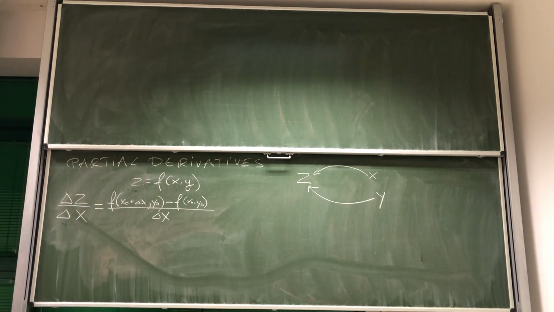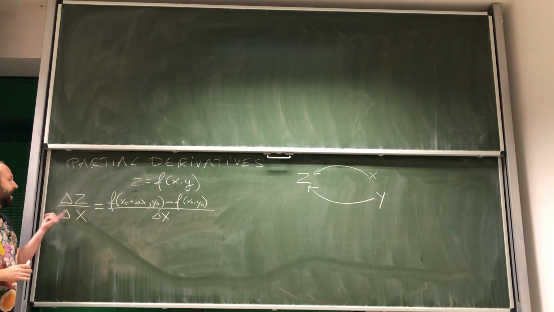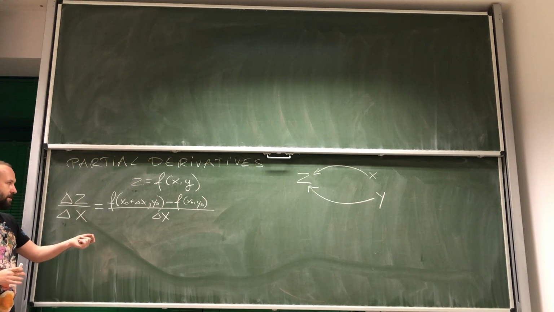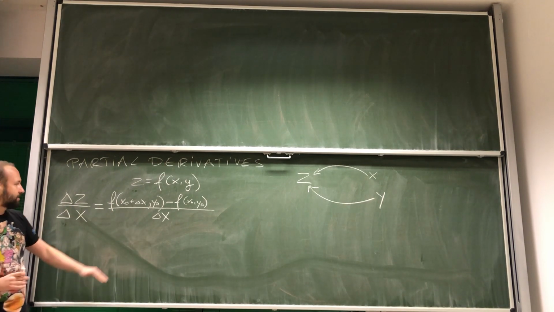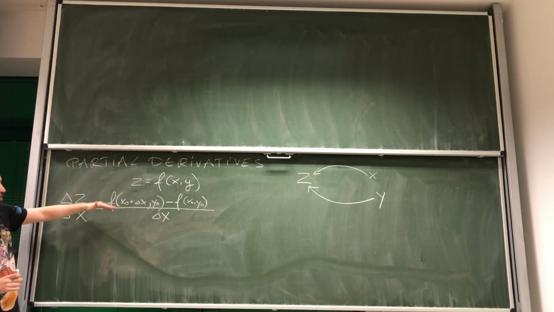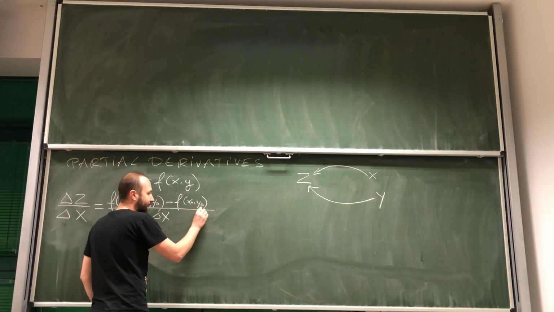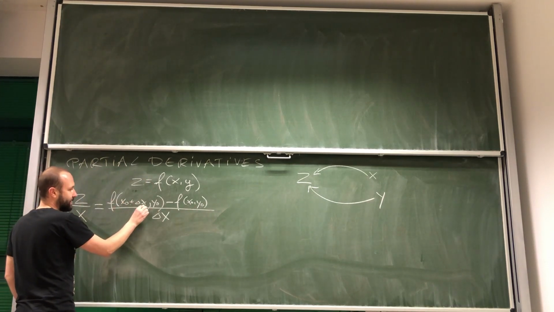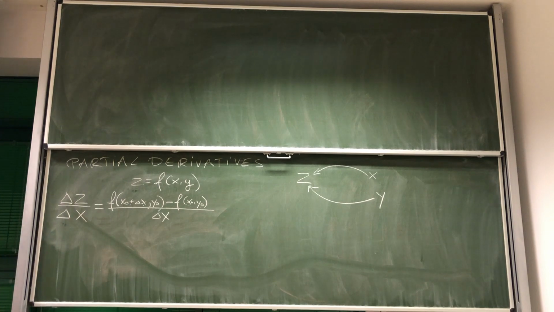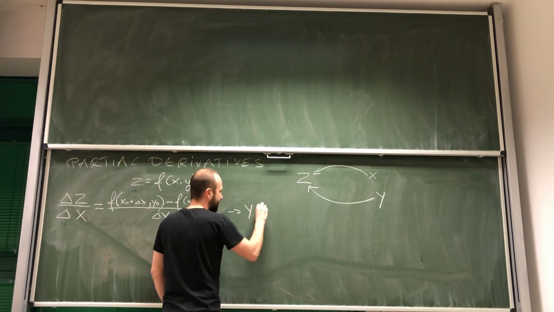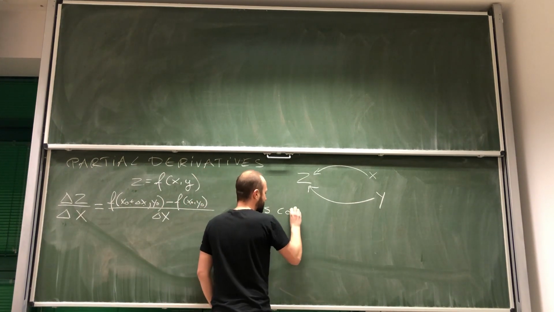divided by delta x. Look, what do we see that happens over here? x has changed by some amount, and as a result, the value of the function changed, right? Because we went from point x0, y0 to point x0 plus delta x, y0. But look, what does this specification imply? In this case, we see that y is constant.